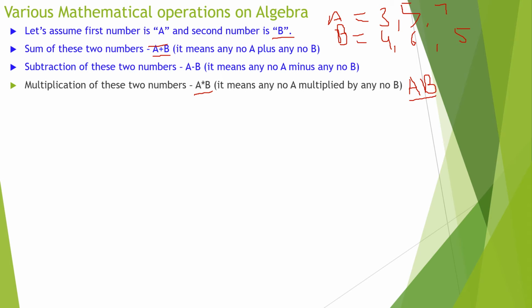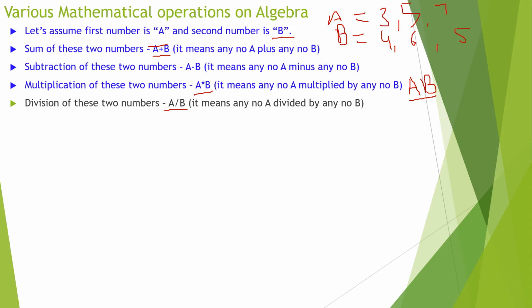So our next operation is division. How can we denote it? Like this, A divided by B, or A upon B. We can put the value A equal to 3, B equal to 4. What is it? 3 upon 4, 5 upon 6. This is how you can perform these various mathematical operations on algebra.